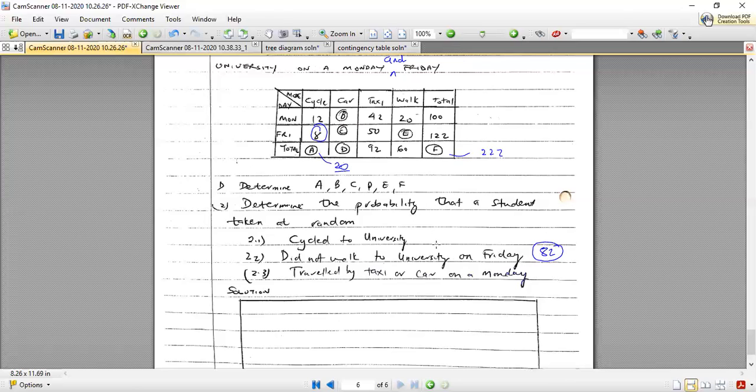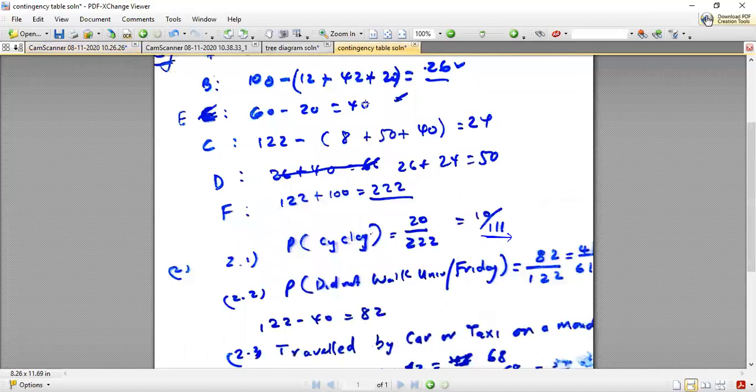So I'm sure you are saying now your probability for that would be 82 over 122, which would be 41. So 41 there. Let's clear that up there. The 41 just got cut off there over 61.